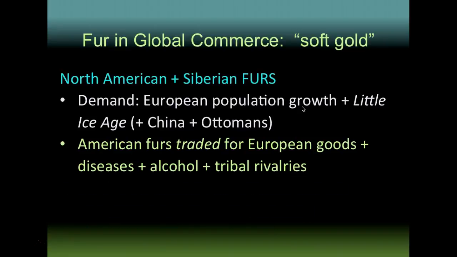Additionally, diseases came along with the Europeans, as we have already discussed, like smallpox, and this ended up decimating a huge chunk of the Native American population. And lastly, there were tribal rivalries. Native American tribes ended up fighting against each other to hunt more furs so that they could attain more European goods so that they could become more powerful than their other rival tribes.